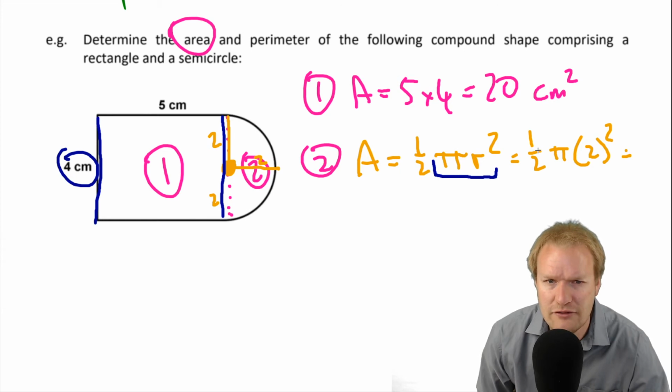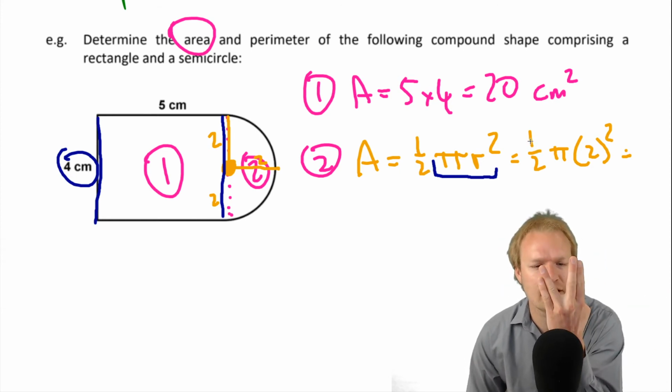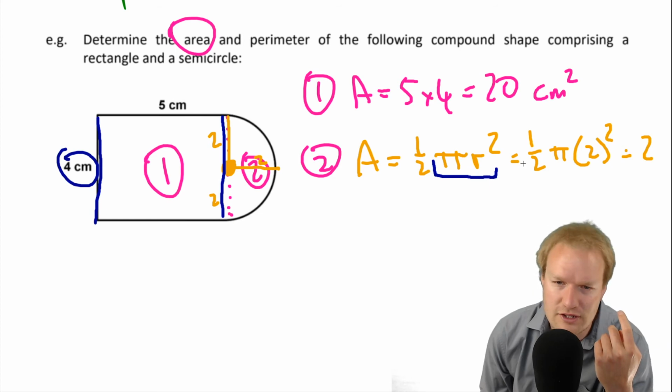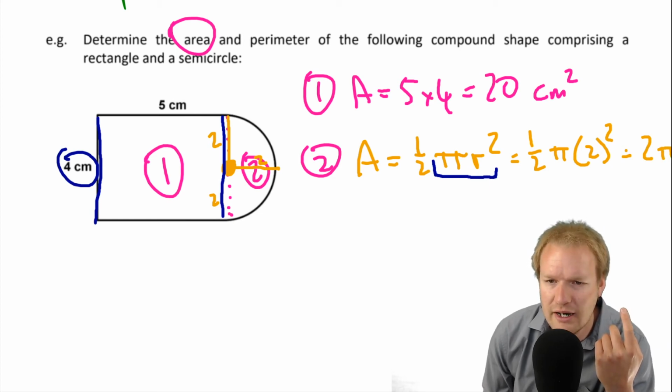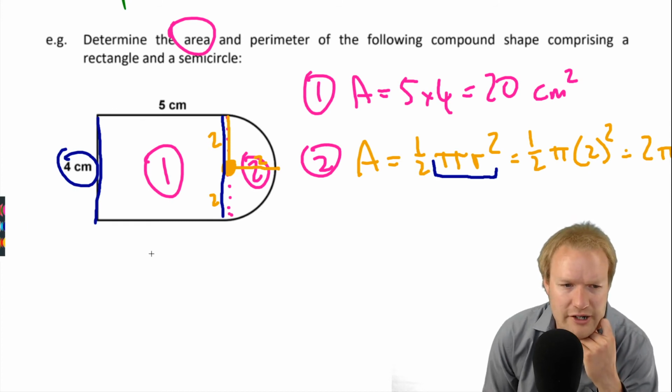4 times a half of 4. I've got 4 Smarties, I want to cut them in half. Well, they're going to be 2 each. So we've got half times 2 squared. 2 squared is 4, 4 times a half is 2. 2 pi centimeters squared. And so our full area of the whole thing is both of these.